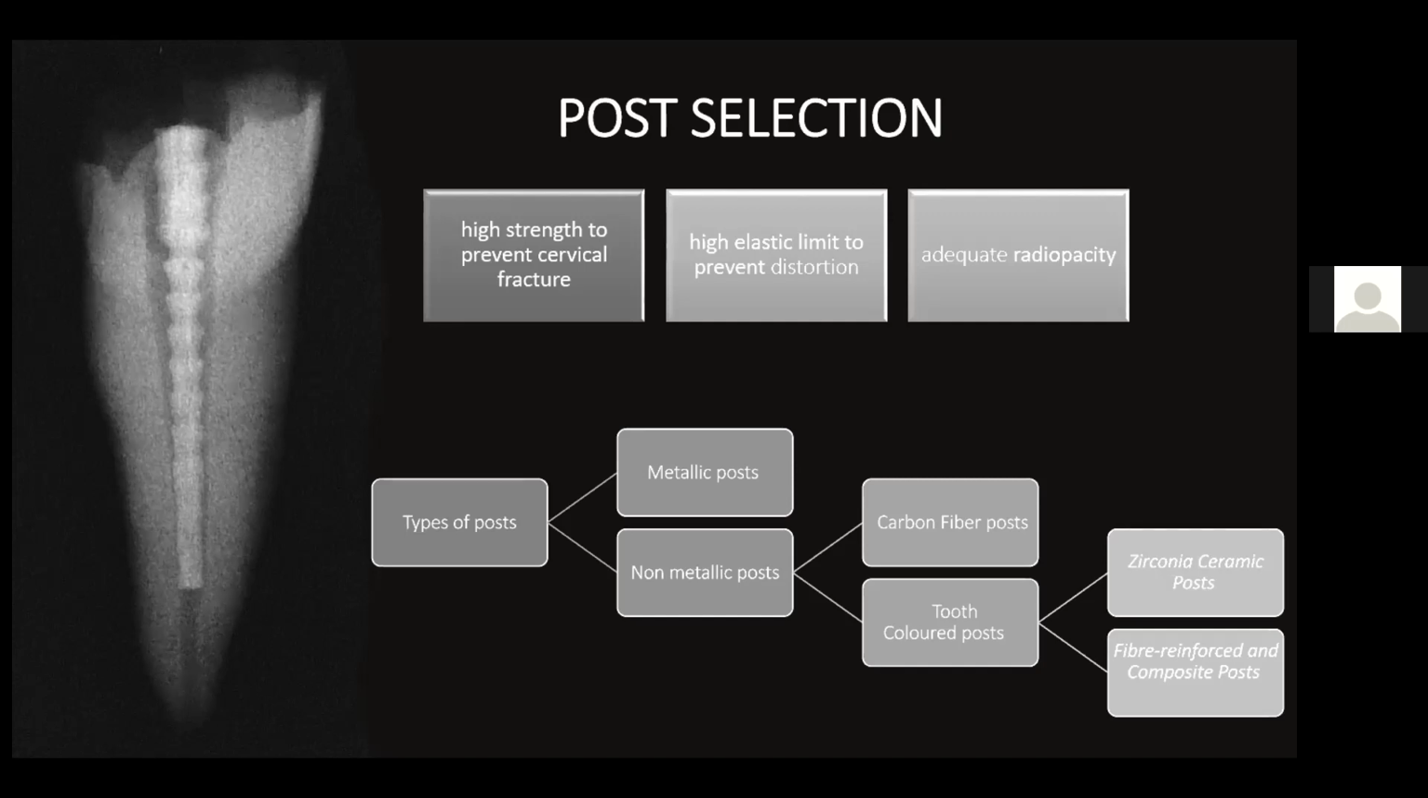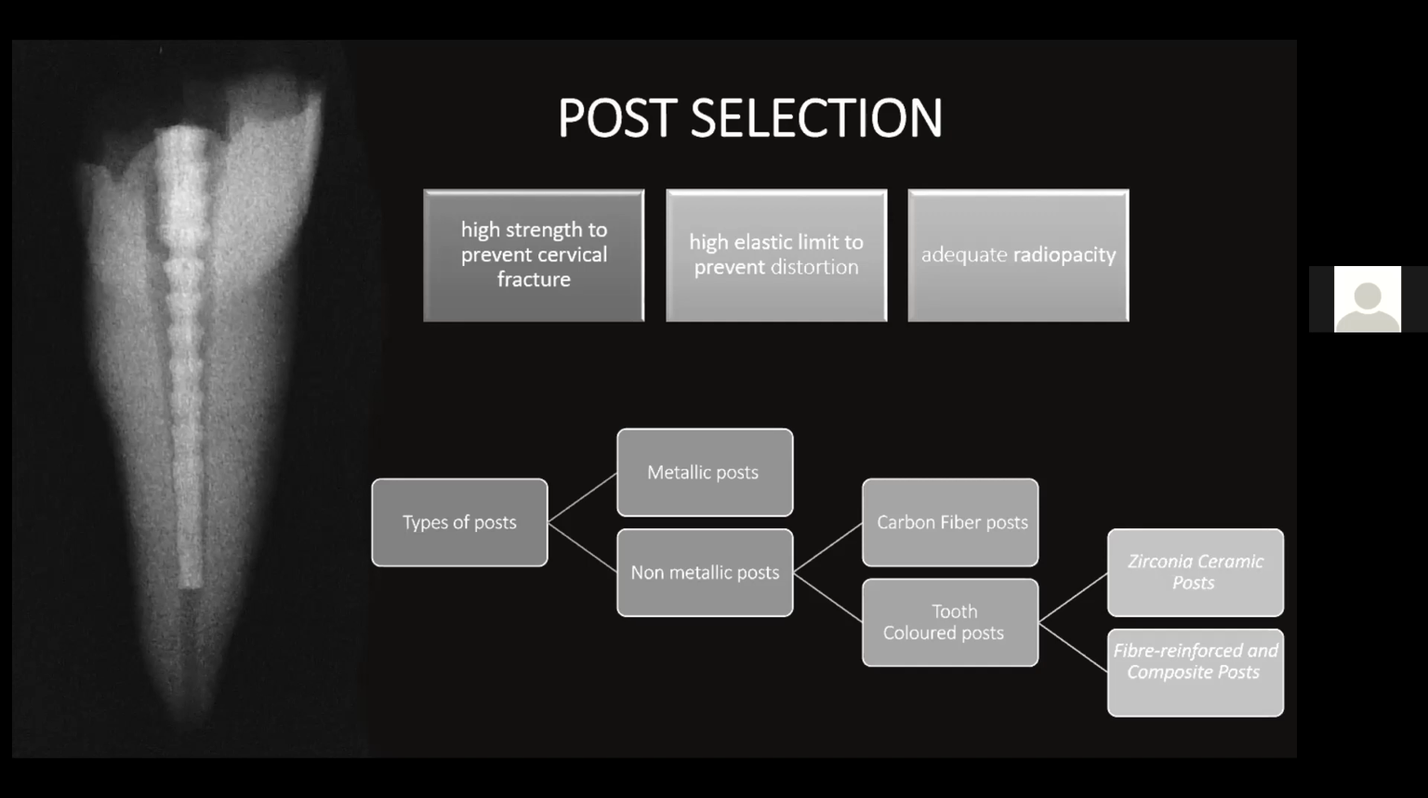Retention of composite core to carbon fiber post is lower than that to metal post, and the retentive failure at the post-cement interface has been documented. Next, we move on to tooth-colored posts, starting with zirconia ceramic posts. They're white, radio-opaque, and strong. They have a modulus of elasticity higher than stainless steel, and modification can only be done with diamond discs. Otherwise, the strength will be compromised.